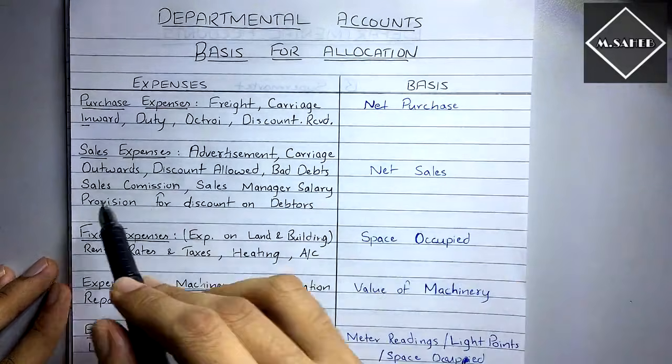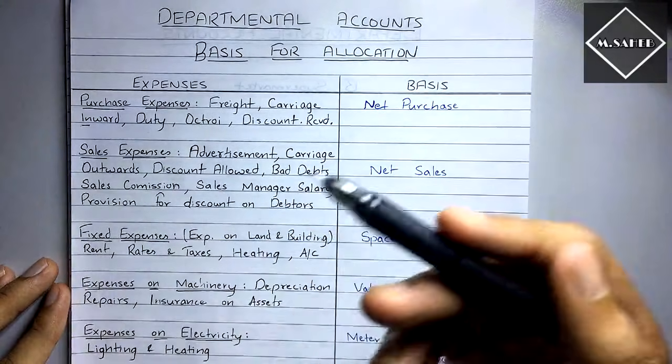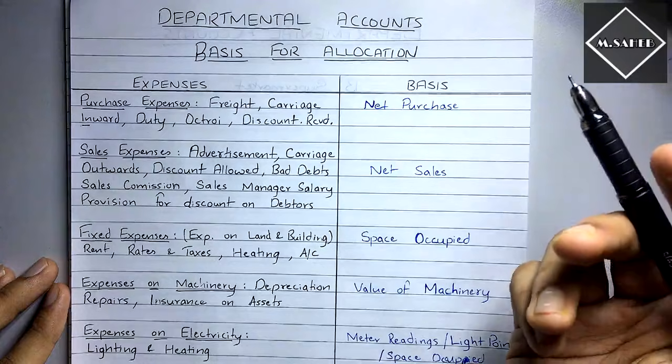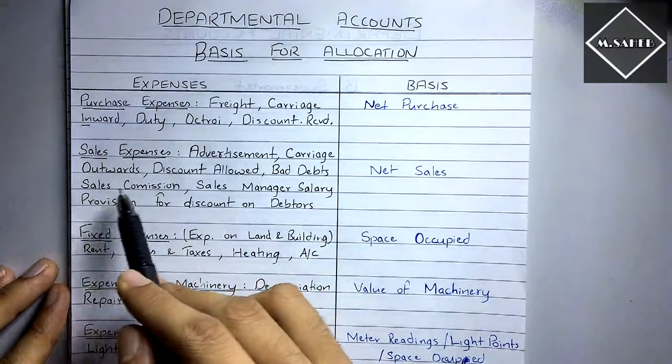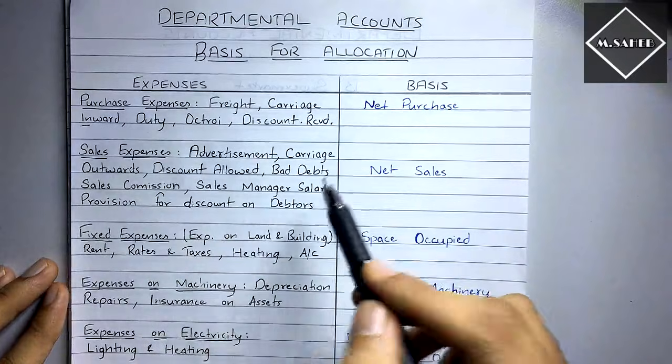So sales ratio. Sales commission, you can understand. If sales commission is given in the question, then you can easily identify sales commission, sales ratio. Sales manager salary, sales ratio.